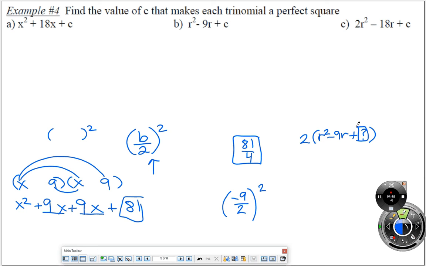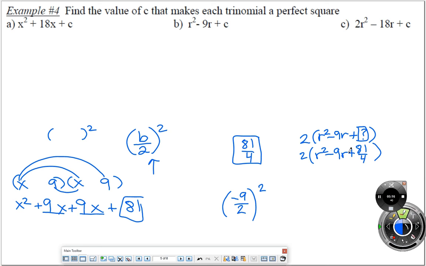But we can do this problem. If this coefficient here is negative 9, we already figured out what number is supposed to be put at the end of this polynomial. Look at part B. 81 over 4, right? If you take negative 9, divide it by 2 and square it, we'll get 81 over 4. So the number that completes this and makes this a perfect square is 81 over 4.